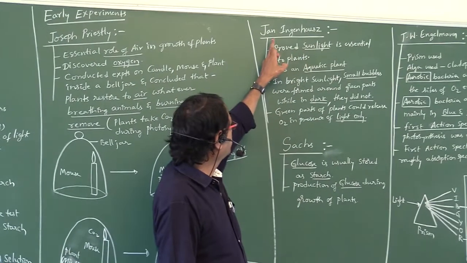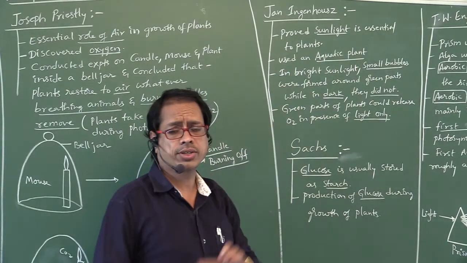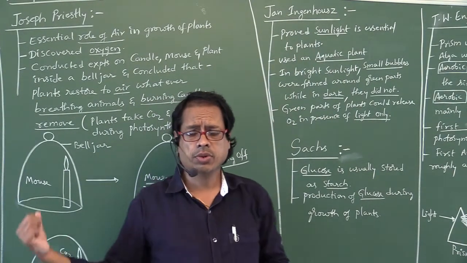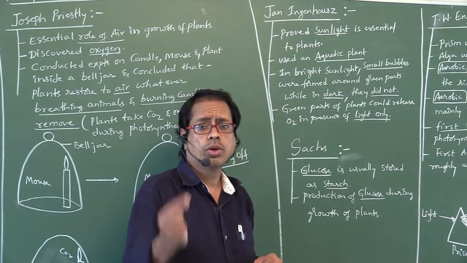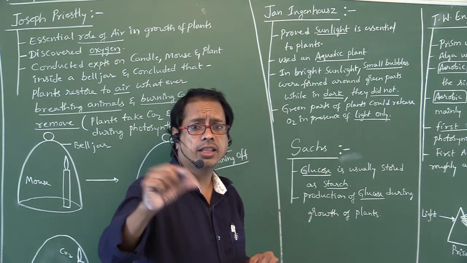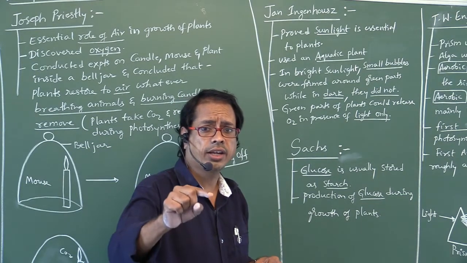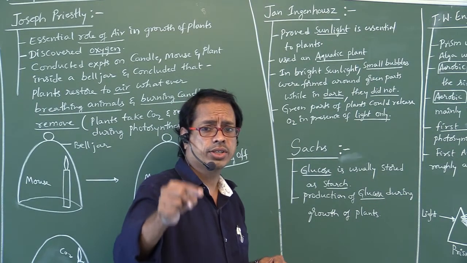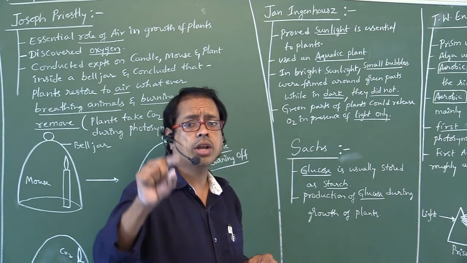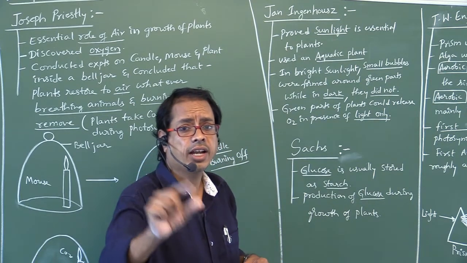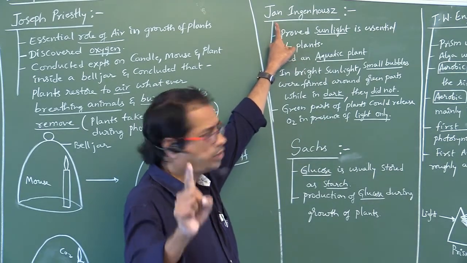another experiment. John Ingenhousz proved that sunlight is essential to plants. The same experiment was repeated by John Ingenhousz. One plant is kept in sunlight, another plant is kept in darkness. The plant kept in sunlight will carry on photosynthesis. The plant kept in darkness will not carry on photosynthesis. That's why sunlight is essential for photosynthesis. It was stated by John Ingenhousz.